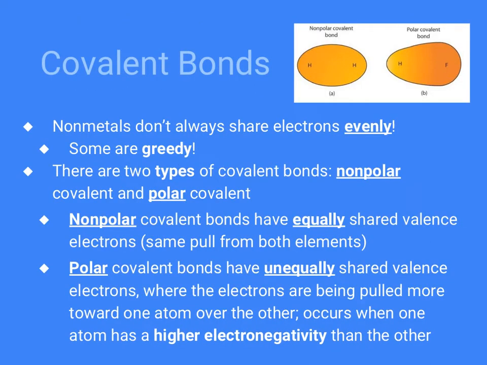Nonmetals don't always share electrons evenly. Some are greedy. This is going to tie back into our electronegativity. Remember, some nonmetals are more electronegative than others. Some are better at gaining electrons than others. So there's 2 types of covalent bonds. We have something called a nonpolar covalent, and we have something called a polar covalent.